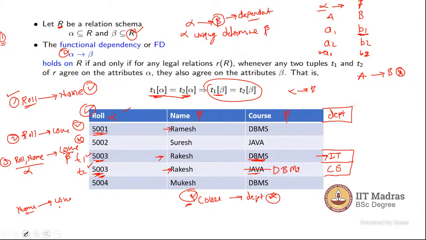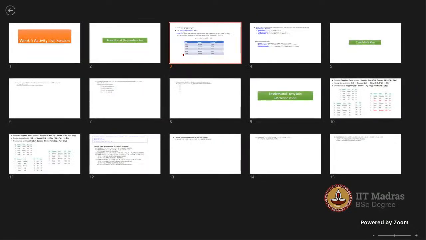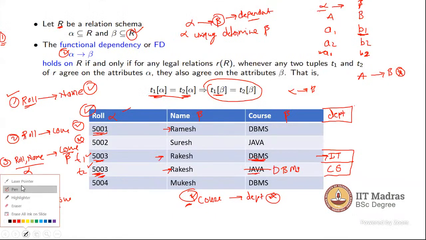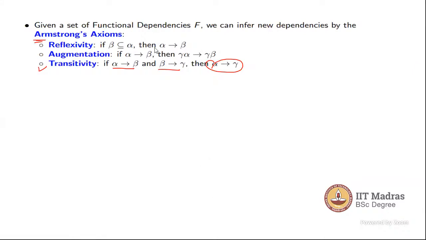Yeah, I have kept some examples. After that, we'll discuss those examples. Don't worry. Now there are some different rules for functional dependency.